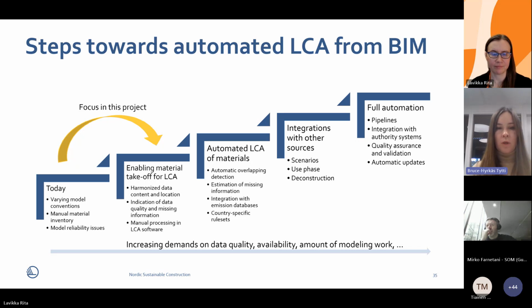But then, of course, this will require next steps, which can be added on top of this. So actually automating the LCA of materials, let's say with automated overlapping detection or with country-specific rules that everybody would model in a certain way. And next steps can be integrations, and finally we might end up with the full automation. But so in this project we take the first but vital step towards the whole automation.